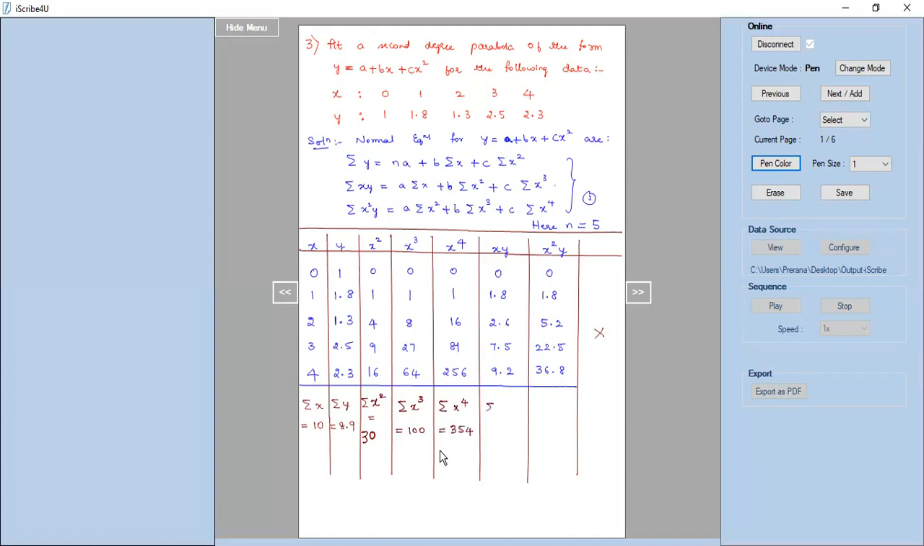Then we have summation x into y. X into y is 21.1. Summation x square y will be 66.3. You can just use calculator to write down all these values. So we have written sum of all the required things. We will substitute all these into equation 1 and solve the simultaneous equations. It is 3 equations, 3 unknowns in your calculator. Okay, so we'll do that in the next page.